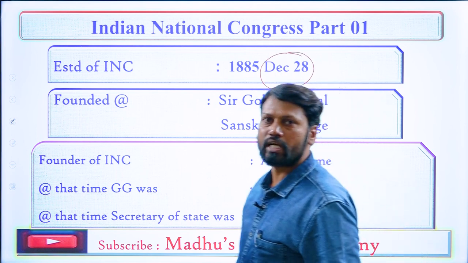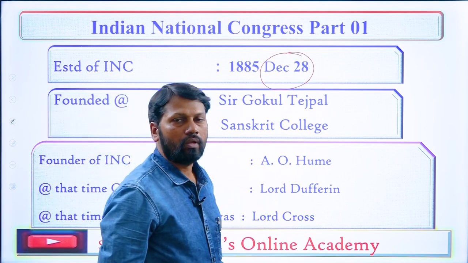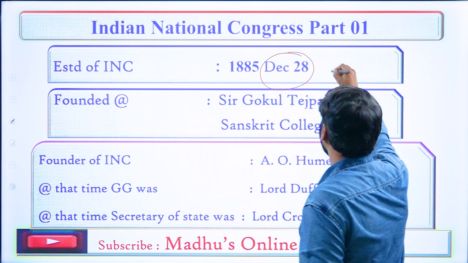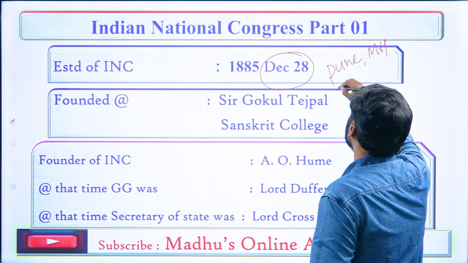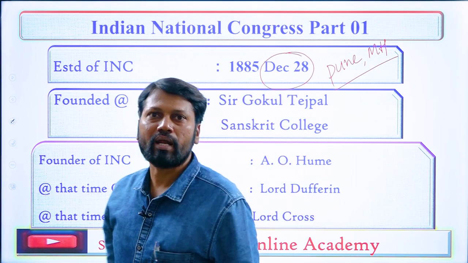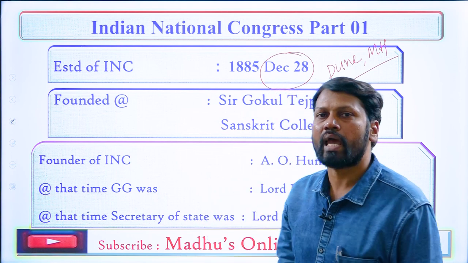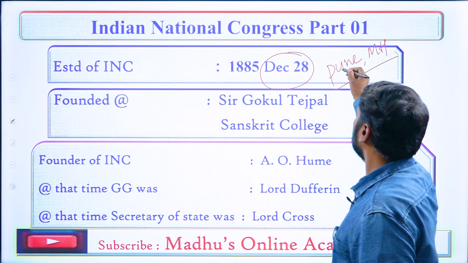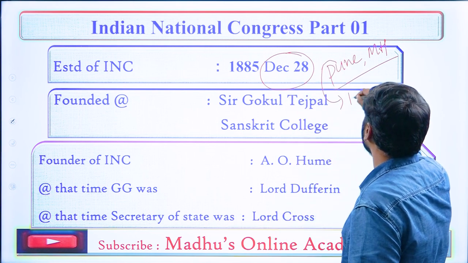According to the minutes of the Indian National Congress, the first session was supposed to be held at Pune in Maharashtra. But due to an outbreak of plague and cholera over there, the first ever INC session headquarters was immediately shifted from Pune to Bombay.